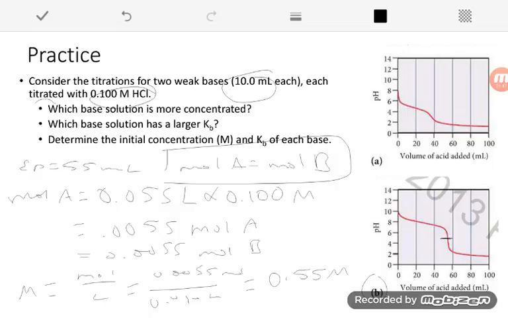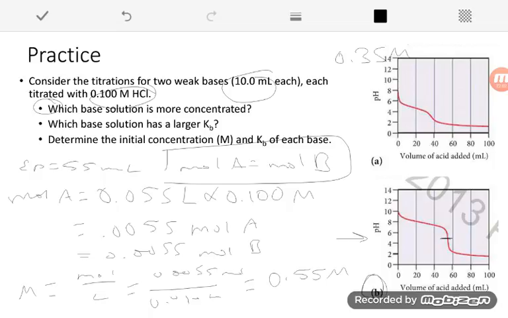And we can see that we were correct with question 1. B had a concentration of 0.55 molar, whereas the top one was only 0.35 molar, so B is indeed more concentrated. So for weak titrations, we should be able to get out both the Ka or Kb as well as the concentration.